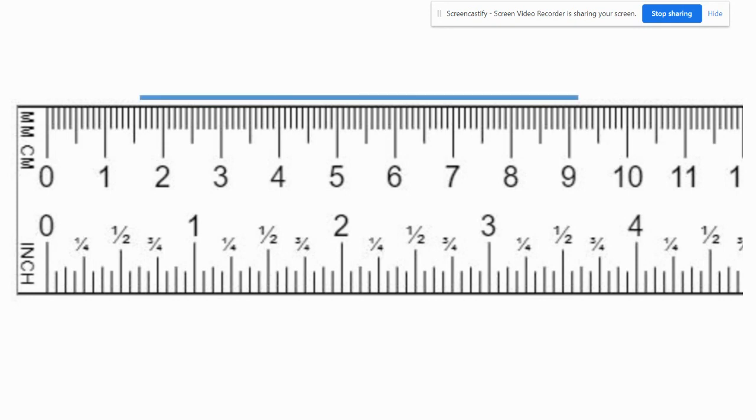Let's take a look at another example. If you look at the endpoint here, this is 1.6. Looking at the other one, this is 9.1. I'm going to subtract these two. 9.1 minus 1.6, I get that this segment is 7.5. Get the numbers of your endpoints and then just subtract them.